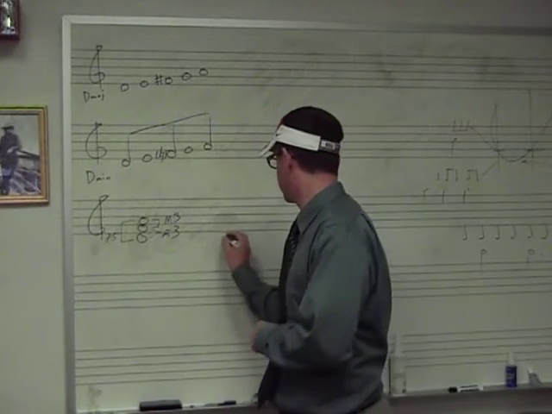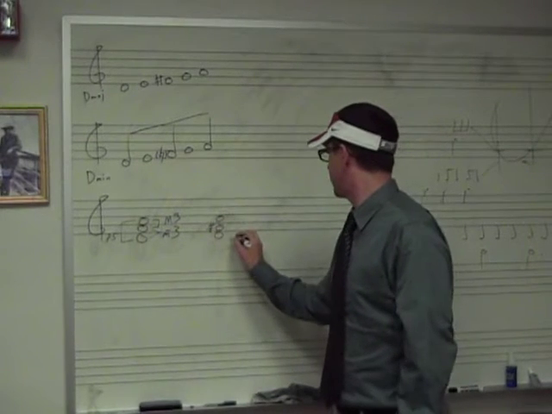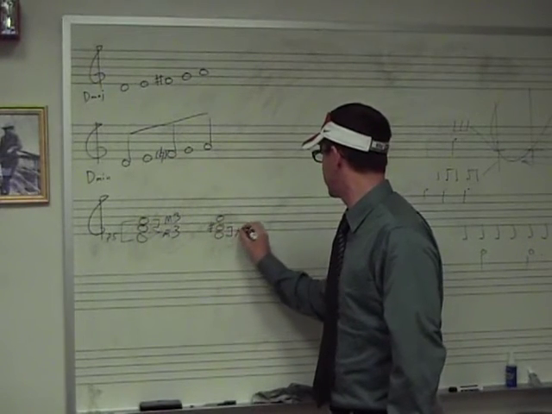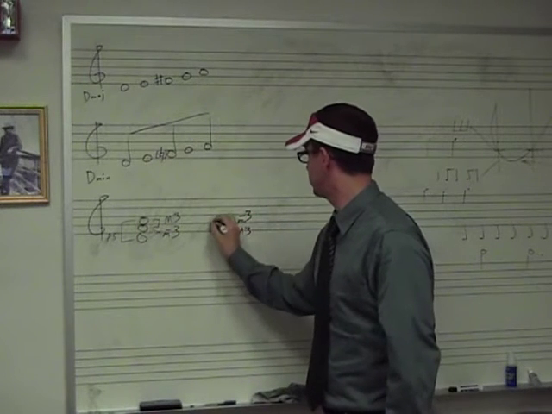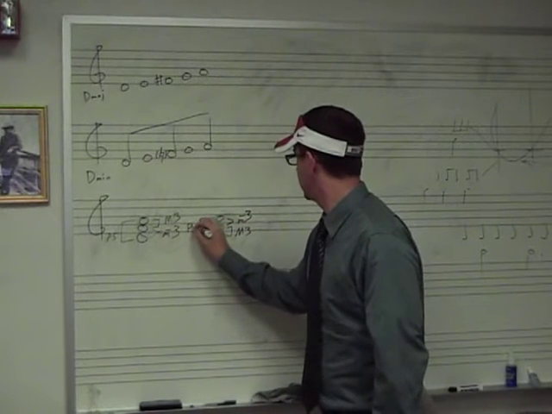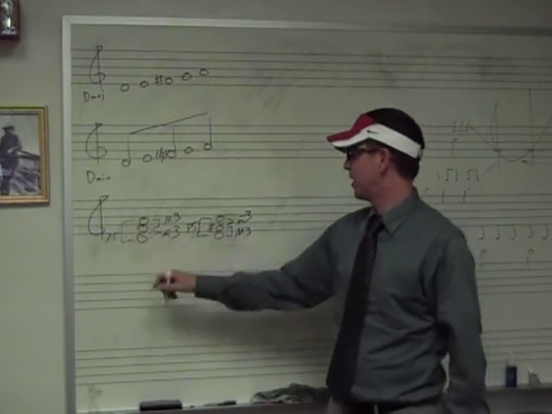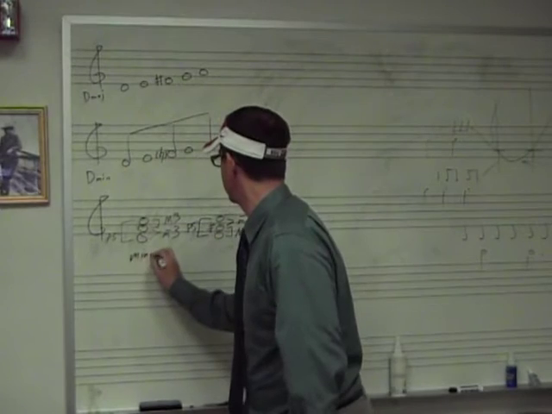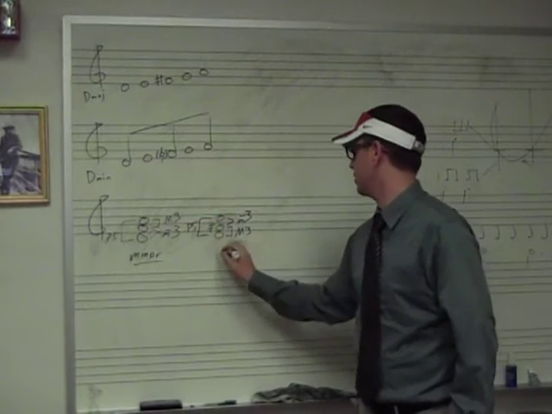In fact, let's compare them side by side. If we look at a major triad, we have a major third on bottom and a minor third on top. And with the boundary interval of the perfect fifth, and with the minor triad, we have minor third on bottom, major third on top, rather than the other way.